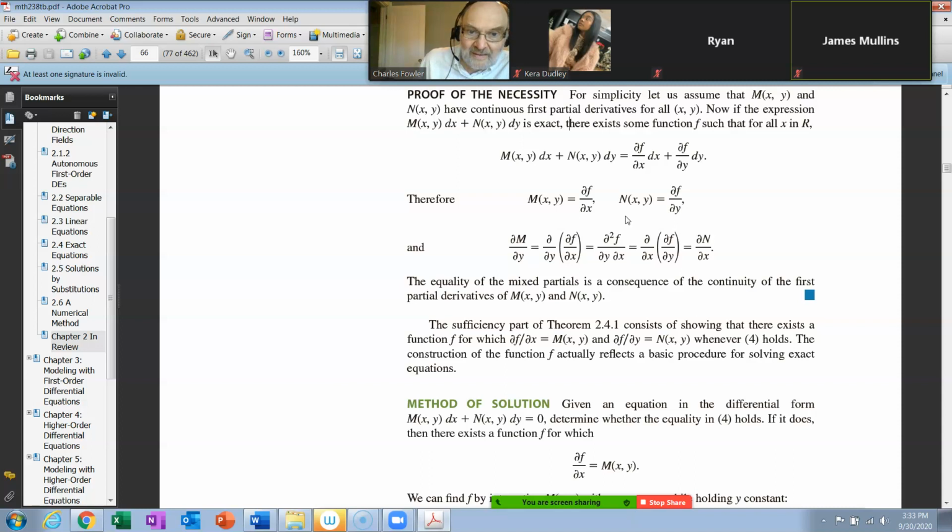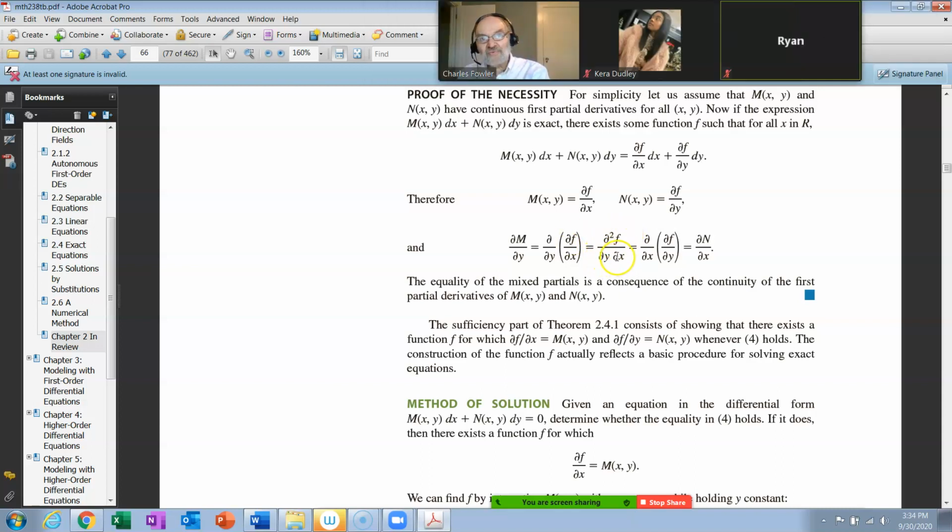Now, if you were to take the partial of this M with respect to the other variable y, you get the second partial of f with respect to y second and with respect to x first, and you see that that's exactly what you get if you do the partial with respect to x of this N, which is the partial of f with respect to y. Now this is something you haven't had yet, or at least two of the three of you haven't had yet because you're still in Cal 3. The mixed partials, if you have continuous functions, then the mixed partials have to be equal.